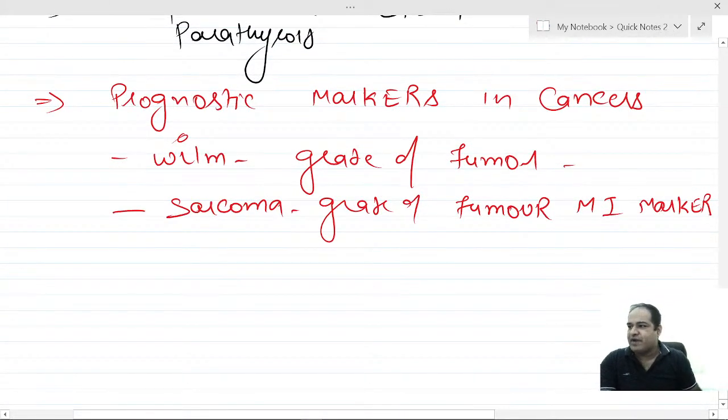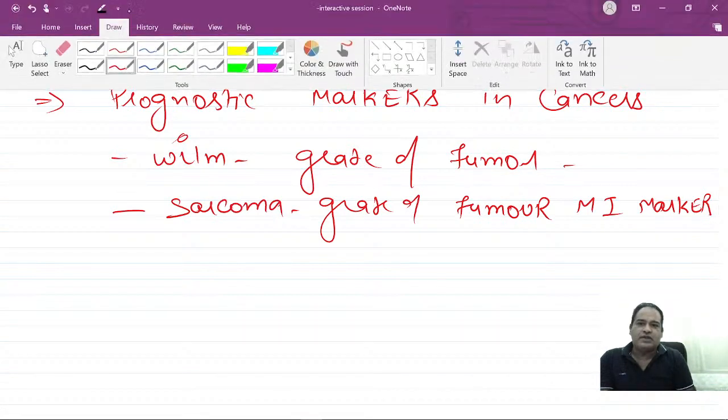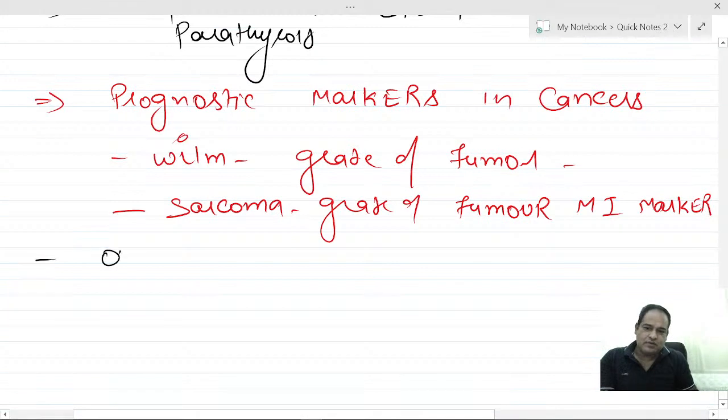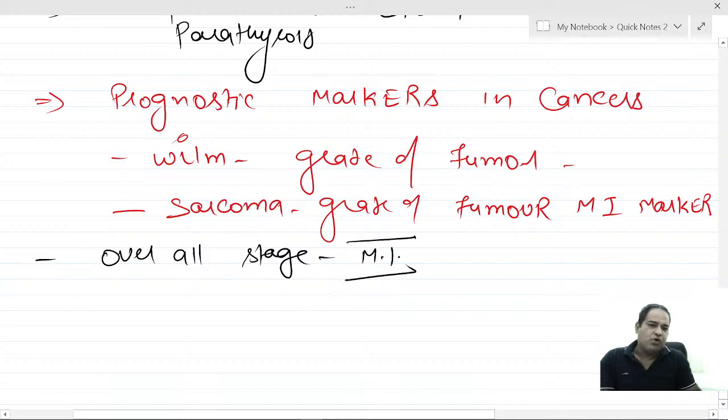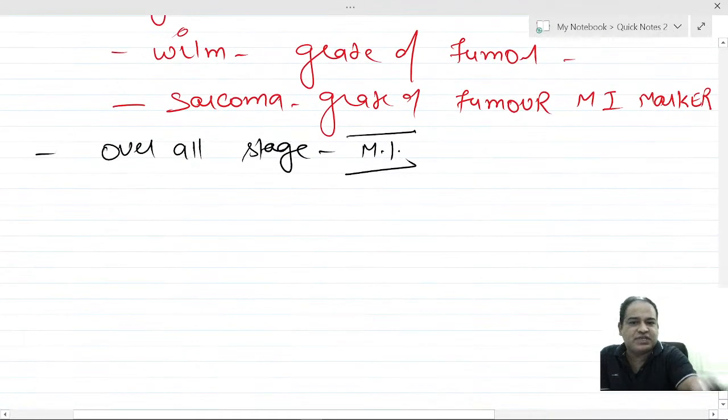But for all other cases, please don't make this mistake. Overall stage is considered the most important prognostic marker. If overall staging is given in the options, please do consider marking that.